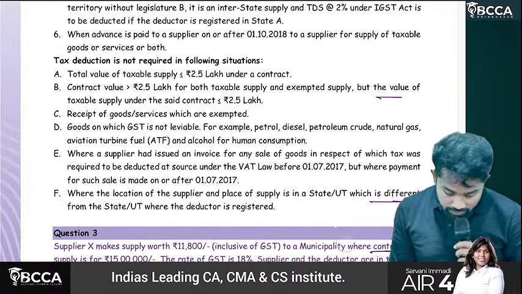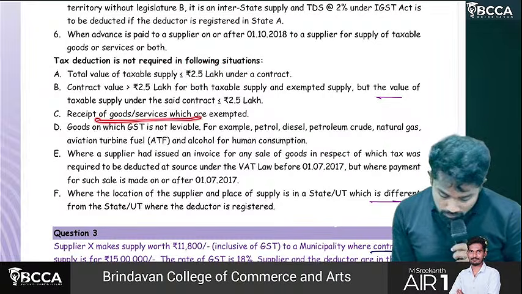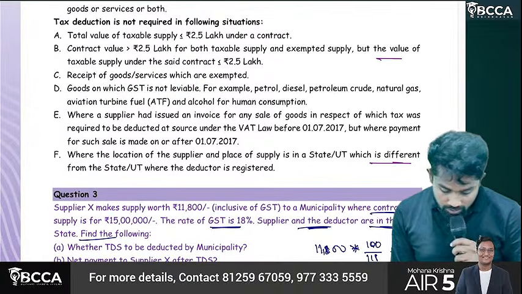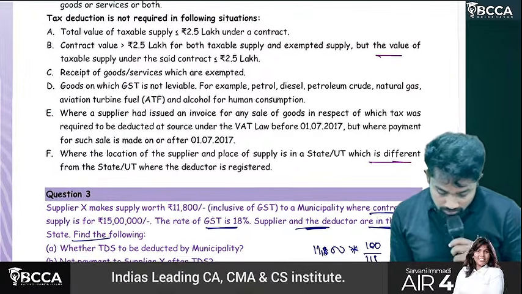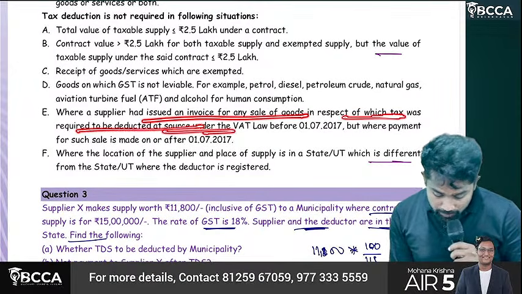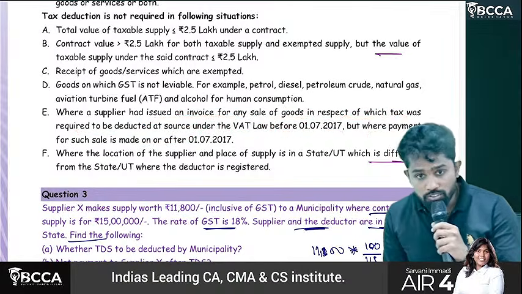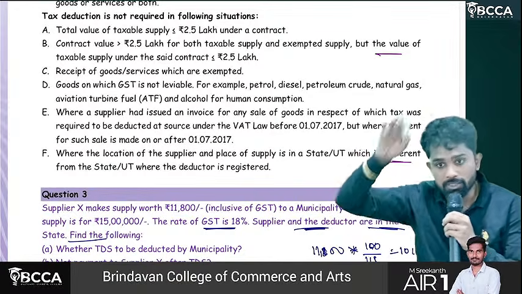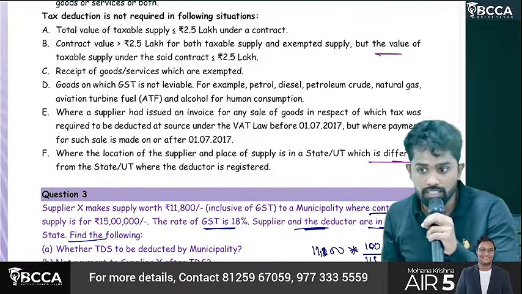When is TDS not required? When the taxable value is within 2.5 lakhs, or when the supplies are exempted or non-taxable products like petroleum products. Also, where the supplier had issued an invoice for sale of goods in respect of which tax has been deducted under VAT law before 1st July, but the payment is made after GST. I mean, already under the VAT Act they deducted TDS, but the payment is made after the introduction of GST. In such cases, they will not deduct TDS under GST.